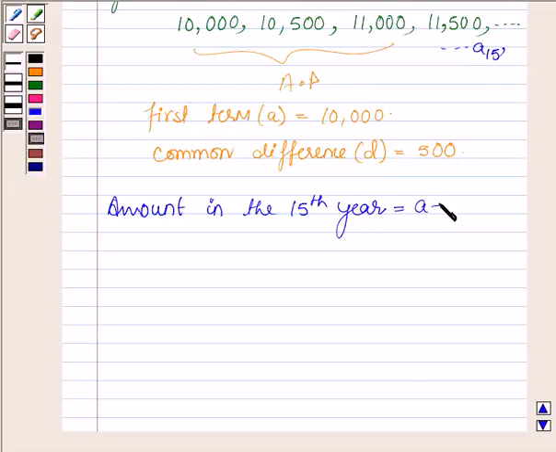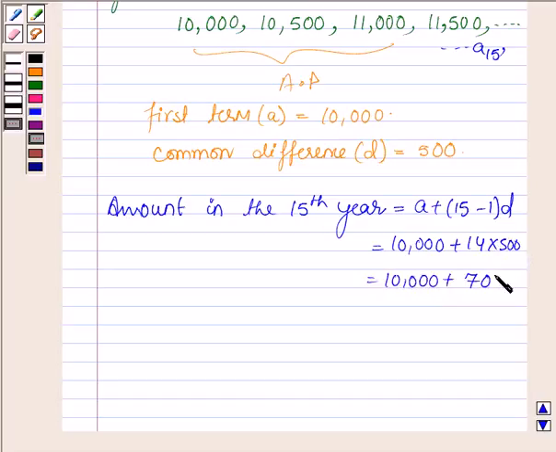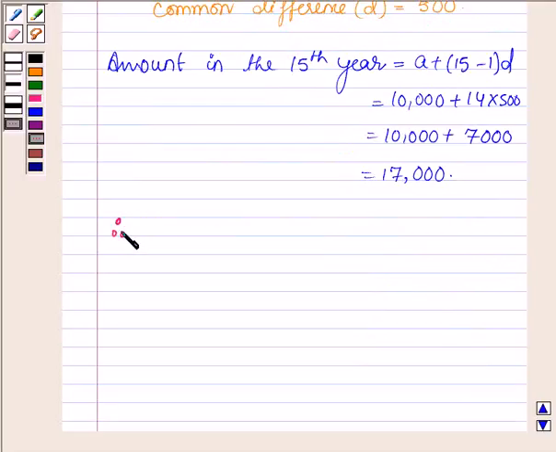and its formula is a plus 15 minus 1 into d, and a is 10,000 plus 14 into 500, which is equal to 10,000 plus 7,000, which is equal to 17,000, and therefore amount in 15th year is equal to rupees 17,000.